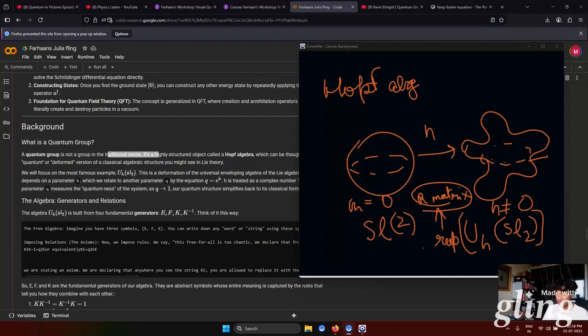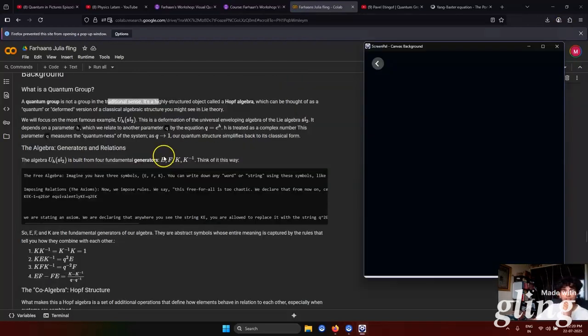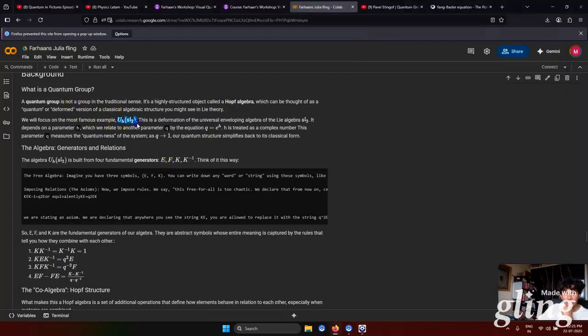Let me erase everything and start scrolling. Over here, our example is U_q of SL2, which is a deformation of the algebra of SL2, and we have another parameter q. Instead of just using h and waiting for h to equal 0, we take q such that q is equal to e to the power of h. Whenever h is equal to 0, e to the power of h becomes e to the power of 0, and anything to the power of 0 is 1, so q becomes 1.